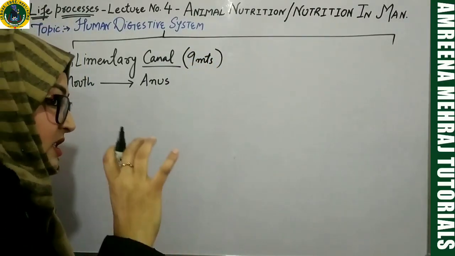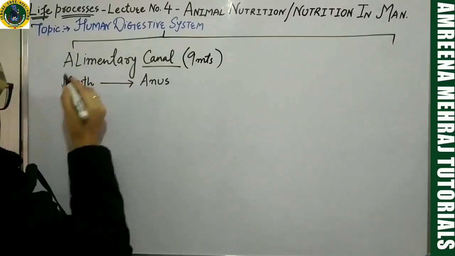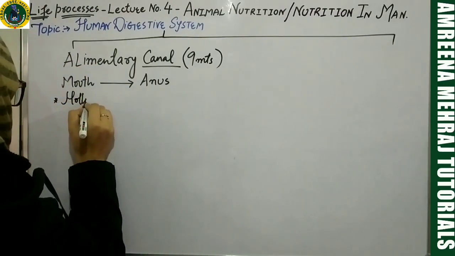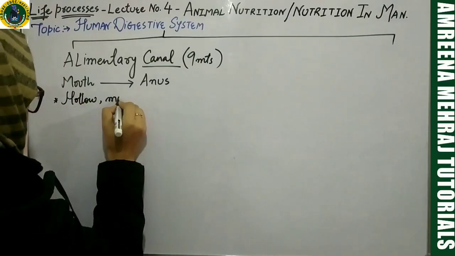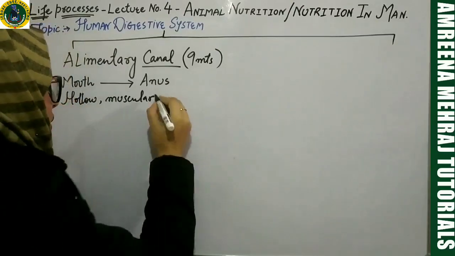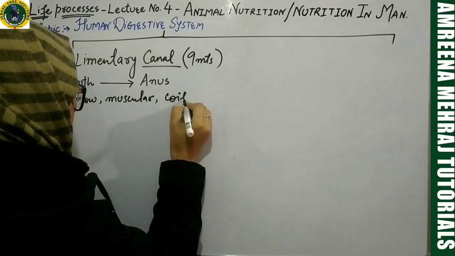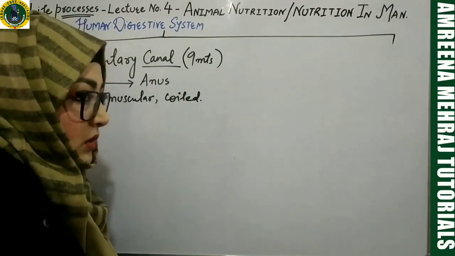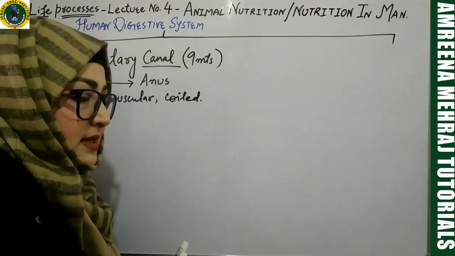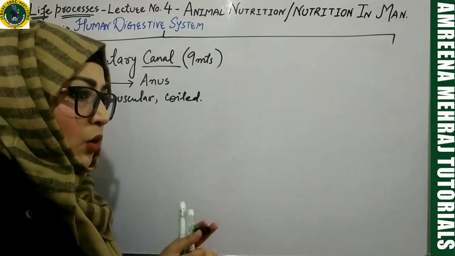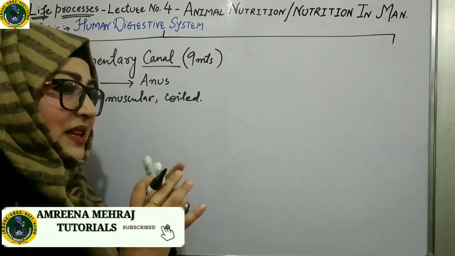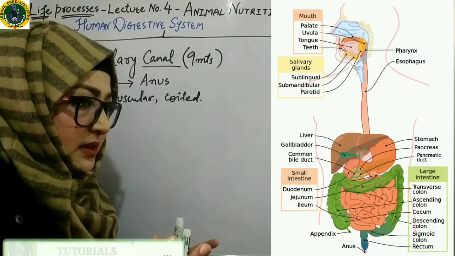But what are its properties? Number one, it's a hollow tube. It's muscular in nature. It's hollow, muscular, and at various places it's coiled also. If you look at the small intestine and large intestine, they are coiled in nature. So this tube is not a linear tube. You will find different gradations in this tube.